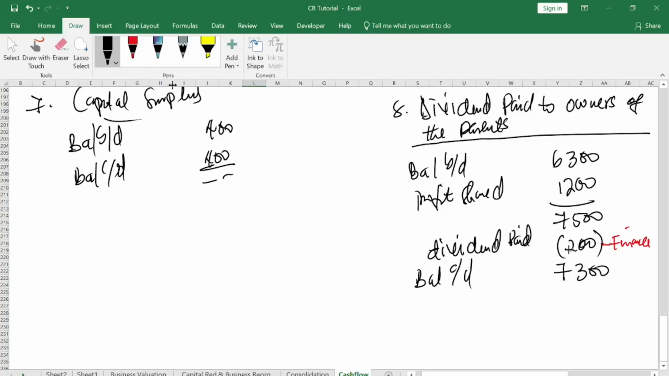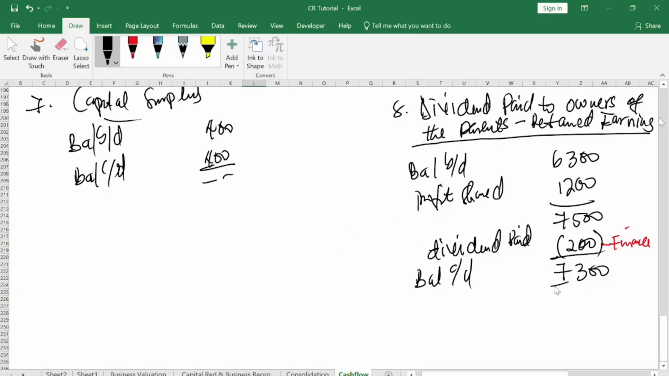Do you understand? So you take note of that, because this is the retained earnings. So the moment your retained earnings is reducing, it means you are paying money out of it. So it will reduce your cash flow.